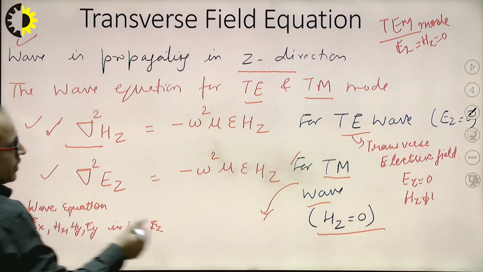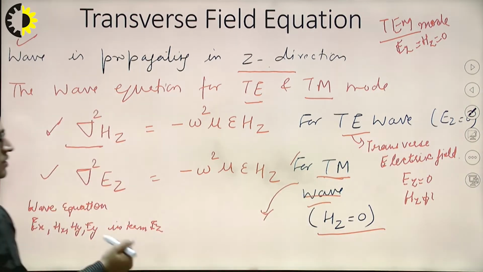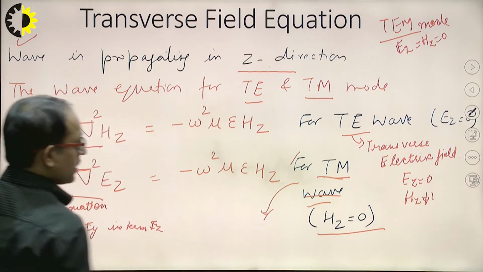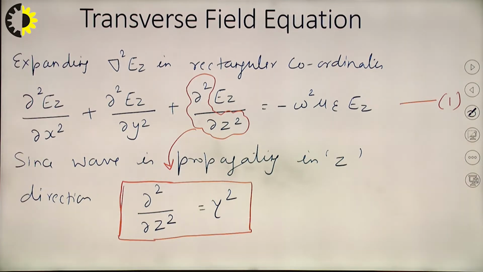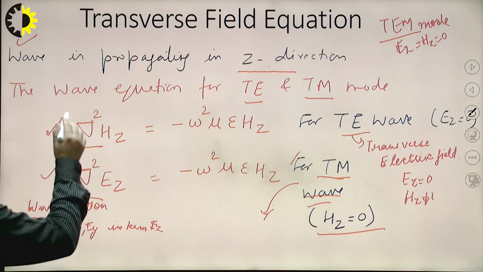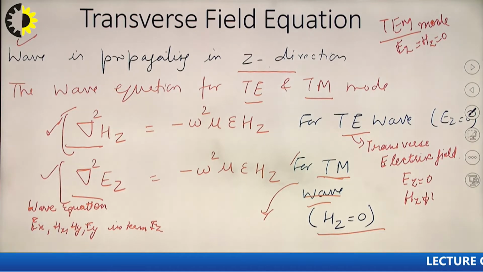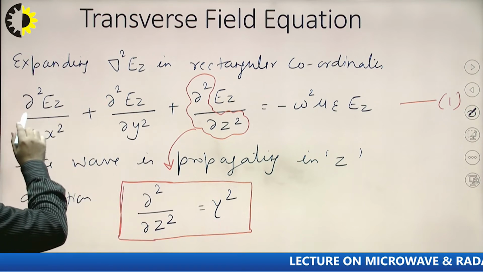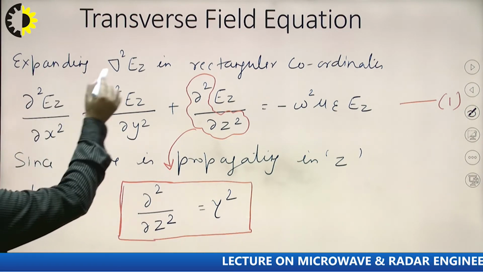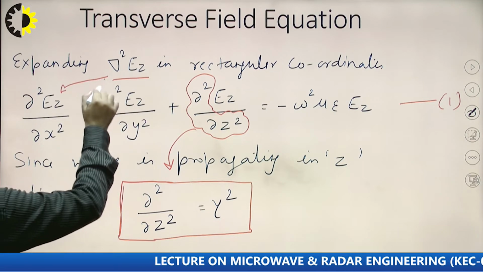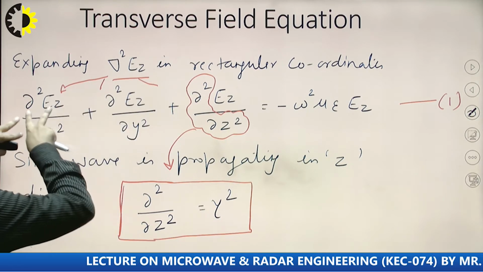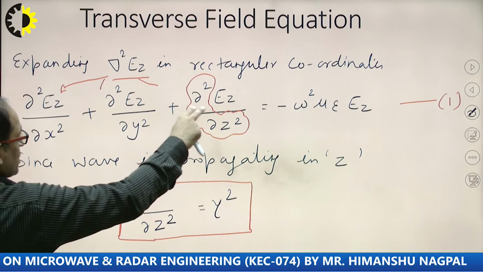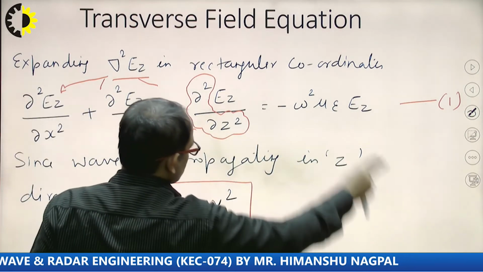And for the TM mode, Hz equal to 0, it means there will be del square Ez equal to minus omega square mu epsilon Ez. Now see, expand this equation, and expand this Ez equation in the rectangular coordinate system. On expanding, del square Ez becomes del square Ez by del x square plus del square Ez by del y square plus del square Ez by del z square equal to minus omega square mu epsilon Ez.